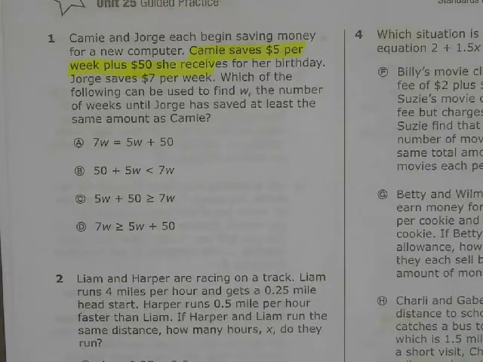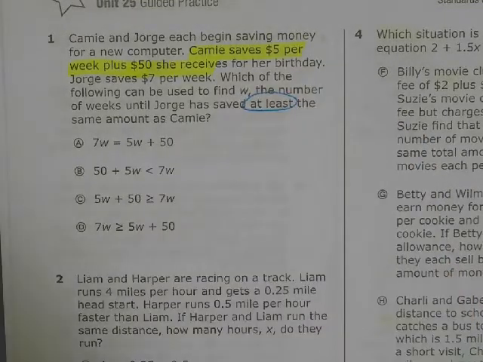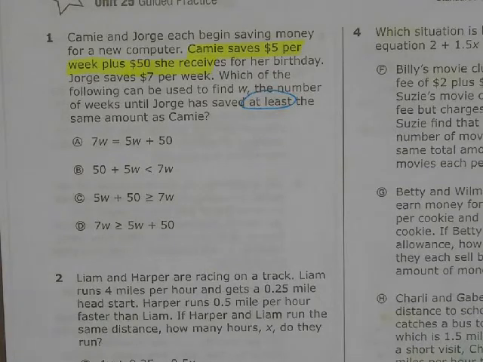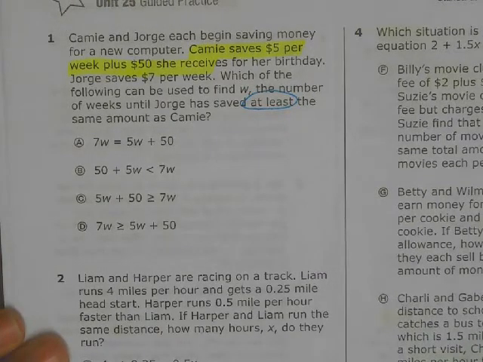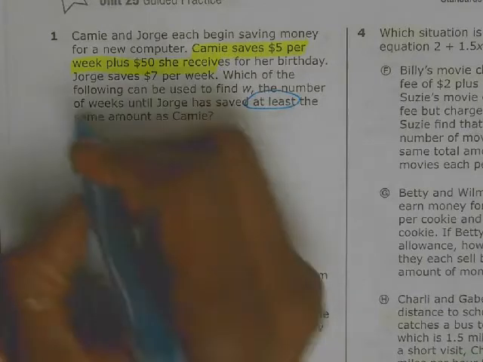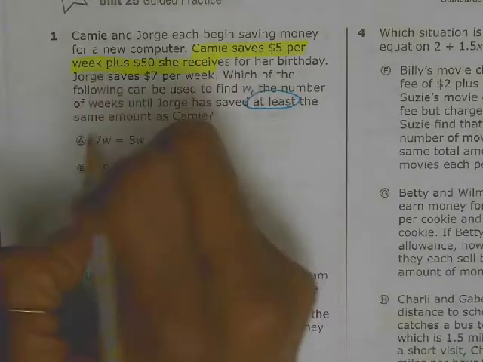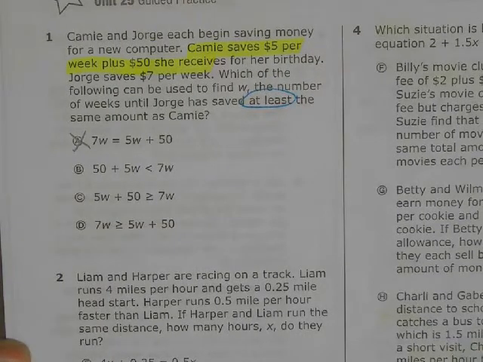Which of the following can be used to find W, the number of weeks until George has saved at least the same amount as Cammie? That "at least" is telling me that this is an inequality. Yes, it says the same, but it also says "at least." So that's my hint that this is an inequality. So that means, look, right here, I can get rid of that because I'm not doing the equals.